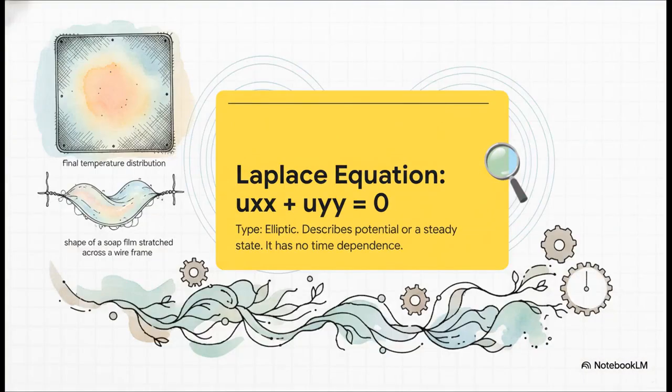And finally, we have the Laplace equation. This one's pretty unique because if you look closely, there's no time in it at all. It describes a system that's already reached its final form. It's in equilibrium or a steady state. You can think of it as the after picture, like the final temperature distribution across a plate once everything has completely settled.